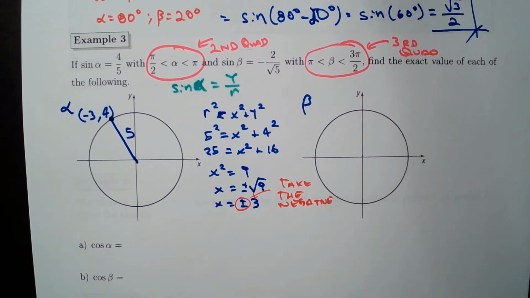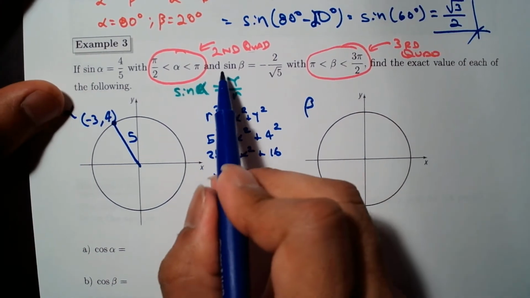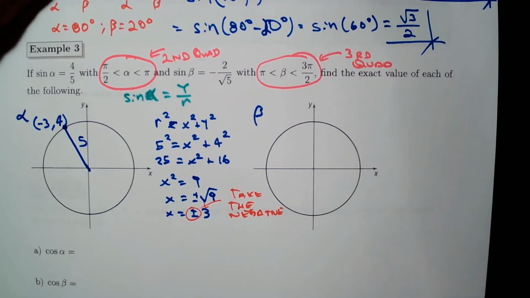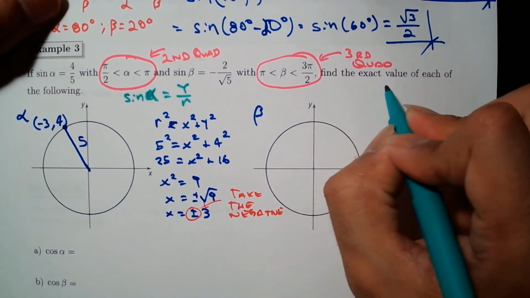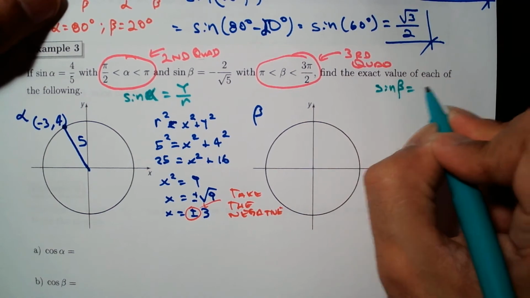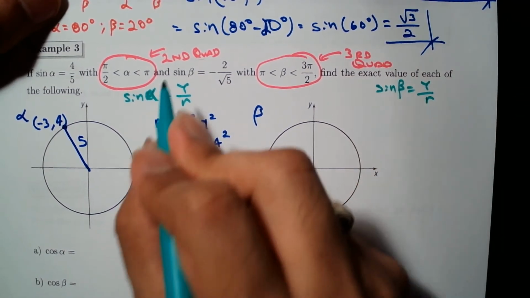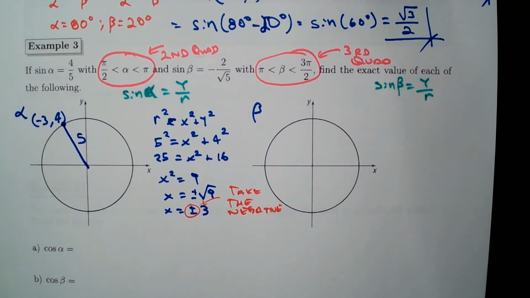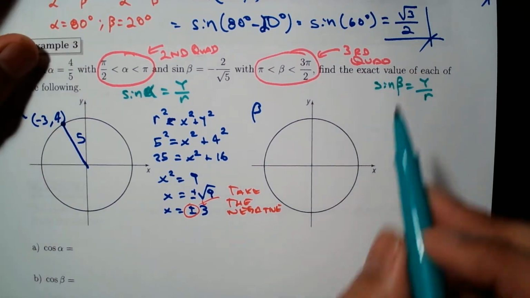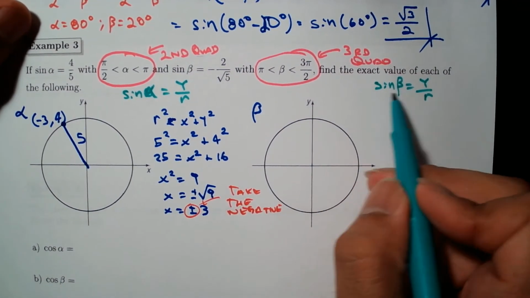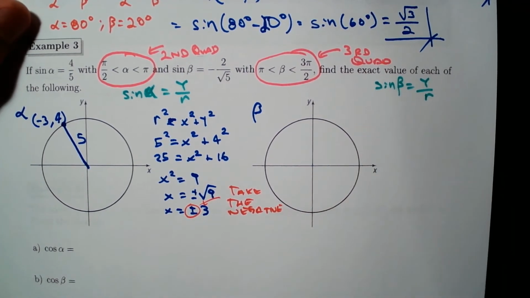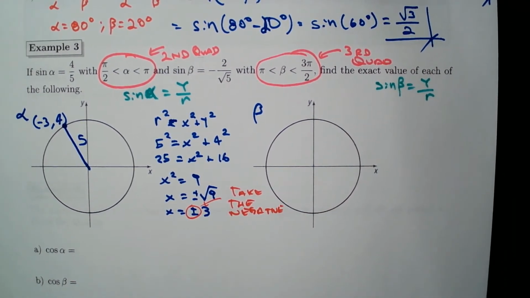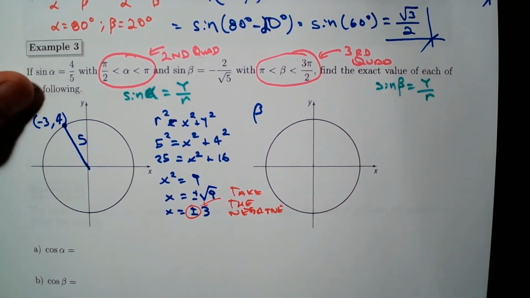Now let's do the same for beta. Well, for sine, we have sine beta. Again, recall that sine is also y over r. If we were given cosine, like you will be given in other exercises and when you do the homework, a cosine would have been x over r. But in this case, we're also given sine beta. All right. So let's see.